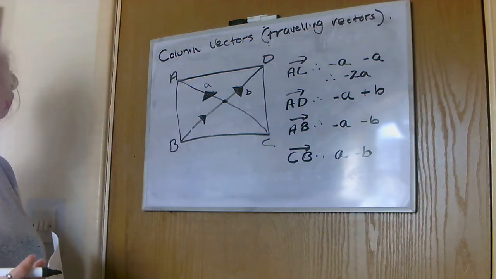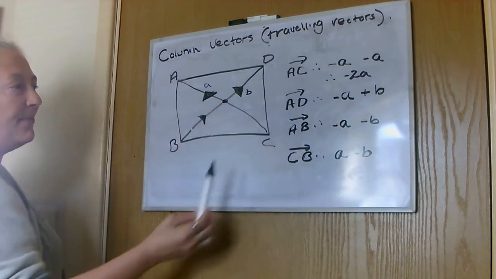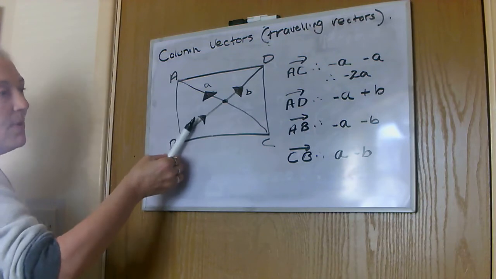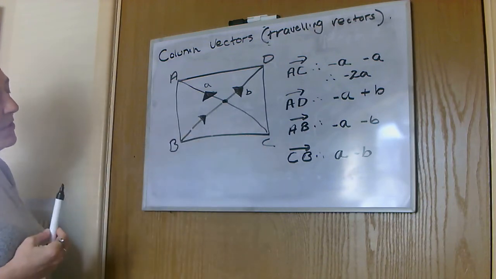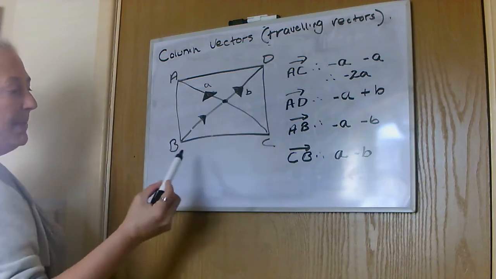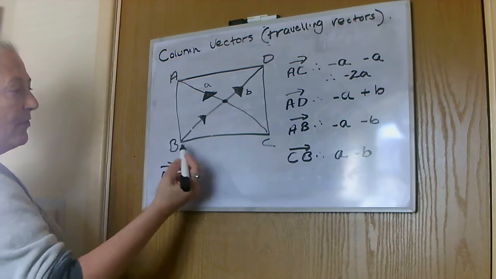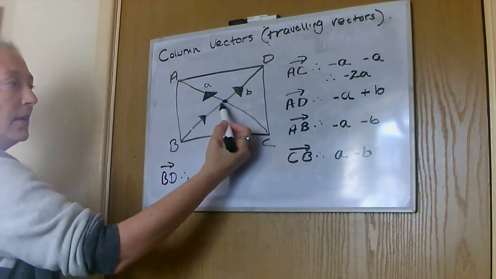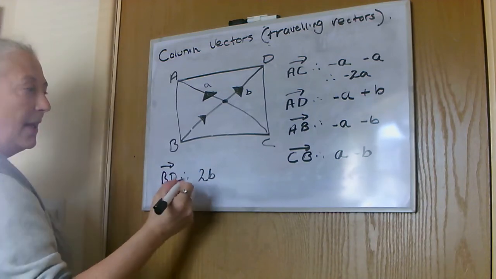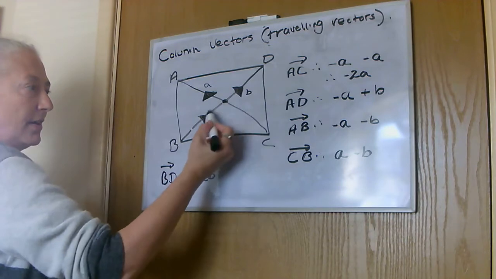Which way are you travelling? If you're travelling against the arrow, it becomes a negative. If you're travelling following the arrow, then it's a positive. Which one would be positive? This one. BD is therefore 1, 2, and we're on the B line, so it's 2B. 1, 2. Okay?